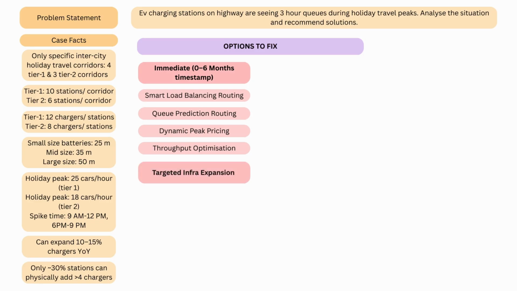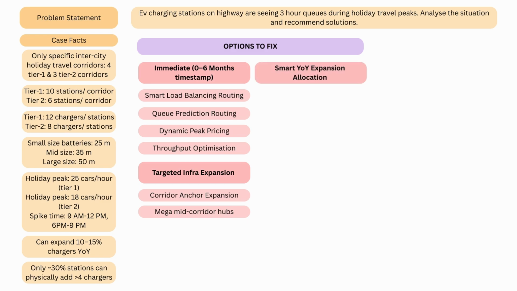Second is targeted infrastructure expansion. Since only 30% stations can scale, we treat them as capacity anchors. The strategy here is corridor anchor expansion. Instead of expanding all stations slightly, we expand few stations massively. At expandable stations, we add around 4 to 8 chargers and prefer ultra fast chargers. We make them mega mid corridor hubs. This works because demand naturally clusters at city exits, mid travel spots, and destination entries.